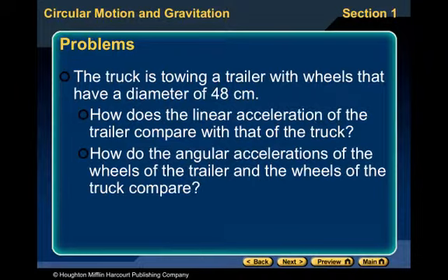Okay, next problem is dealing with a truck towing a trailer with wheels that have a diameter of 48 centimeters. And that's the trailer tires. How does the linear acceleration of the trailer compare with that of the truck? So the linear acceleration of the trailer, this would be like if you watch them go down the street, their acceleration down the street. The truck and the trailer have to be the same, right? They have to be equal.